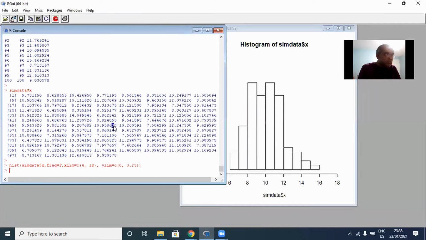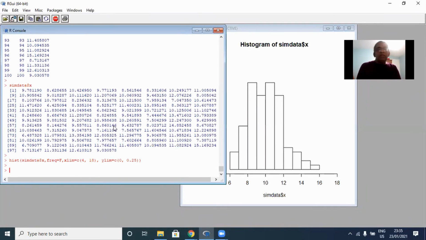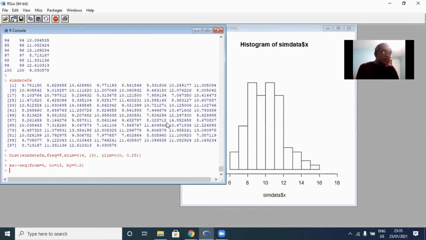The next thing I want to do is fit a normal PDF. To do that, first I need to define the x values. So let's define them to be a sequence from 4 to 18 in steps of 0.2. And then you compute the normal PDF at xs, so you use dnorm at xs.